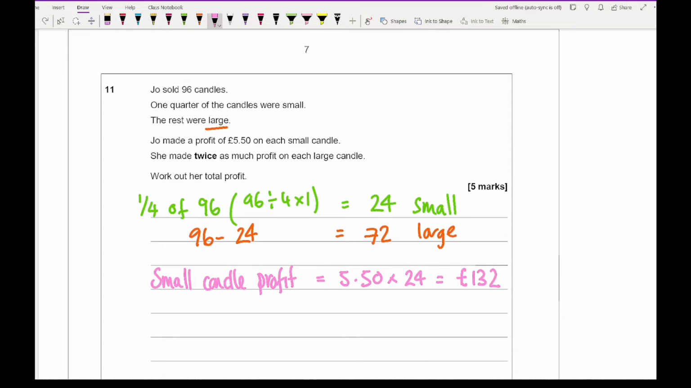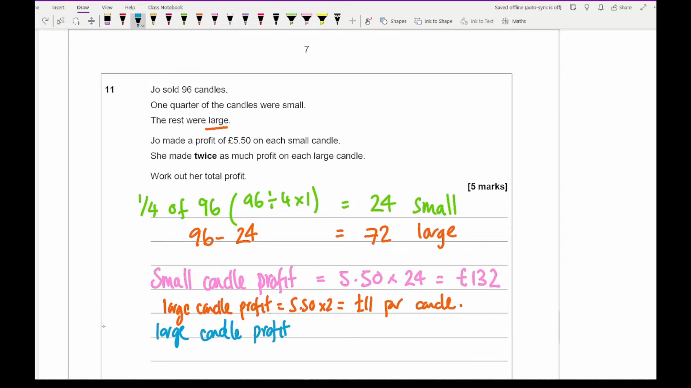£132. Now the next one then says, well, they're making double the amount of profit on the large candle. So large candle profit is going to be £5.50 times 2, which is £11 per candle. So then for the large candle profit, well, that's going to be £11 multiplied by 72, which comes up to a grand total of 792.